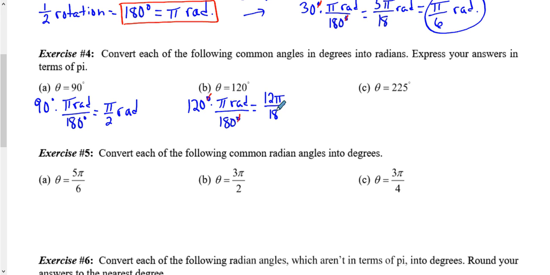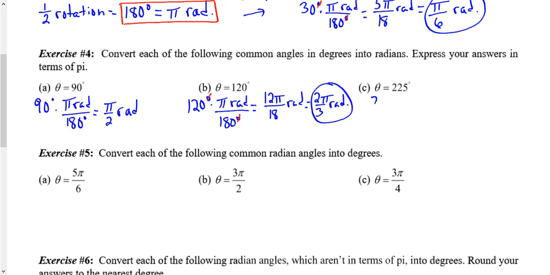Radians, and divide by 6. That left us with 2 pi over 3 radians. Okay? So what's that one? All right, I'm going to let you guys try the 225.